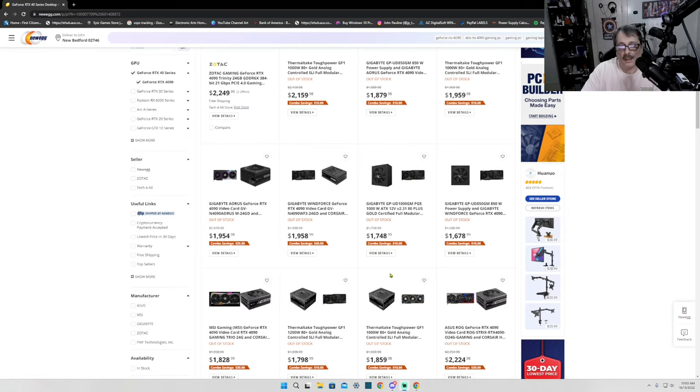So unless we stop getting 3D NAND, I don't think we have a lot to worry about. So that's just a little bit of hope to people. Let's look at eBay.